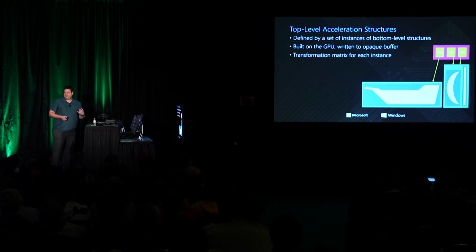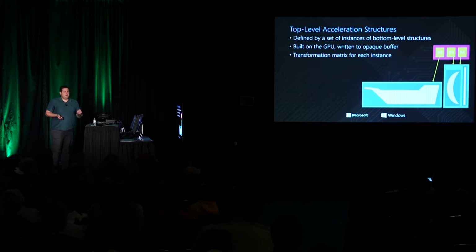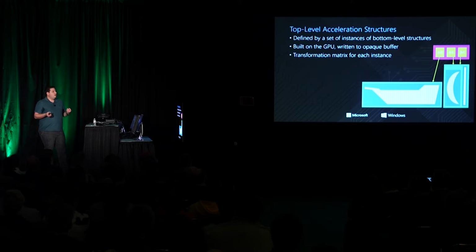Now, comprised of bottom-level acceleration structures is the top-level acceleration structure. The top-level structure is defined by a set of instances of bottom-level structures. It is also built on the GPU and written to another format of opaque buffer with a transformation matrix for each instance. What this allows is the implementation to spend time optimizing the representation of the bottom level structures, of which you can then have multiple instances with transformations. So for example, here we have one instance of the hull of the ship on the left, and then on the right side we have the mast and the sail, but we have two instances of that in the top level acceleration structure.